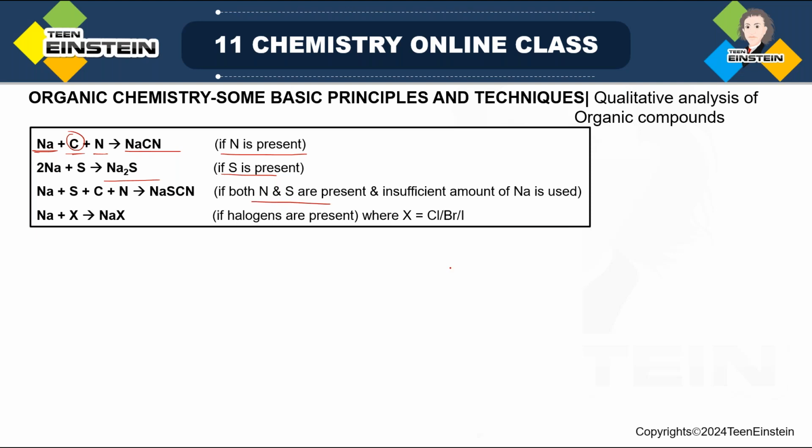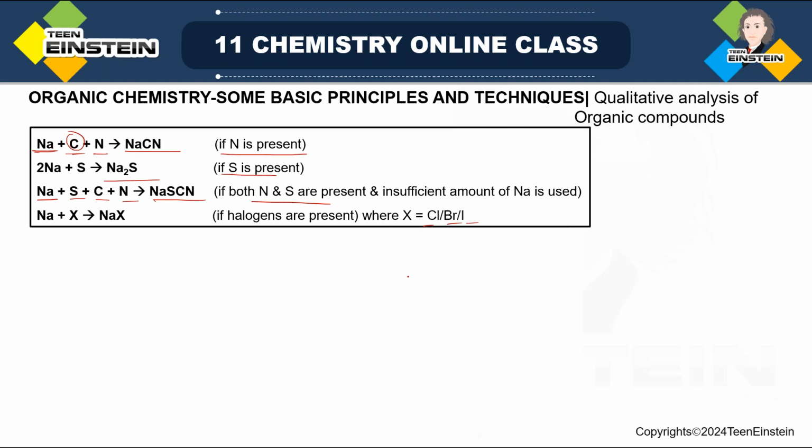If both nitrogen and sulfur are present, and an insufficient amount of sodium is used, then we will get NaSCN all together, sodium thiocyanate. And if halogens are present, chloride, bromide, iodide, it is not applicable for fluoride, then we will have the salt formation, which is sodium halide, NaX. Now this X may be Cl, it may be Br, or it may be I.